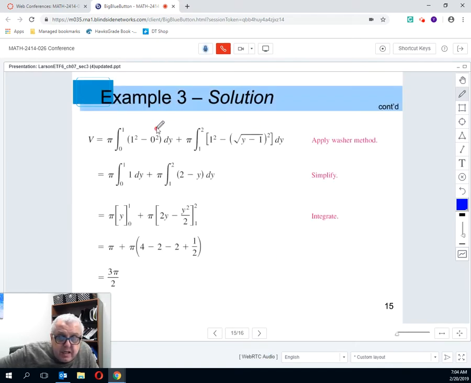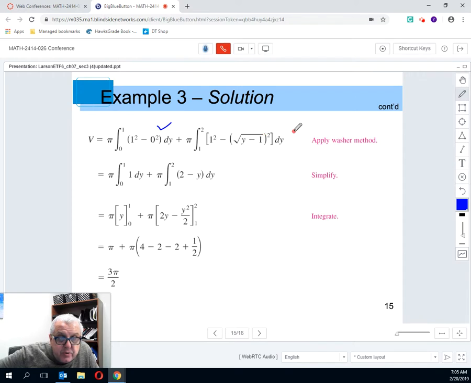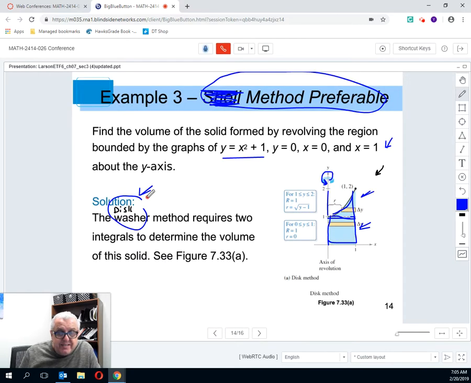So once again, we're doing this around the y-axis, so y is our variable for the disk method. Once again, this is the disk method. I wish they wouldn't have posted shell up here. So we are using the disk method. If we rotate around the y-axis, we're going to use y as our variable. And that's what they do here. You break it up into two pieces, 0 to 1 and 1 to 2. You can go through and verify that all this is correct. When we go through the answer, we end up with 3 pi over 2.